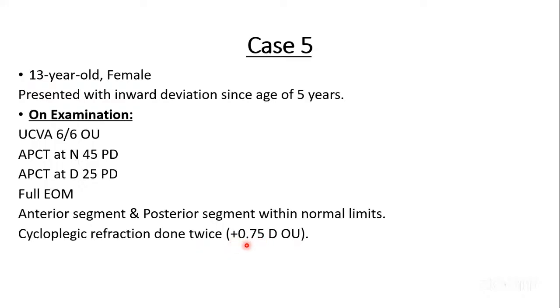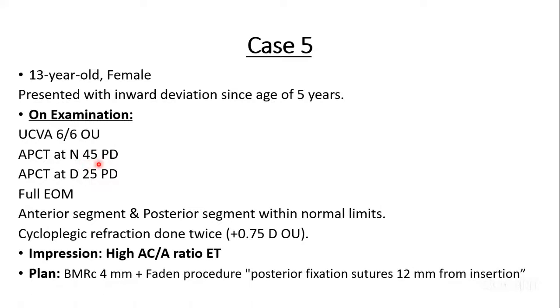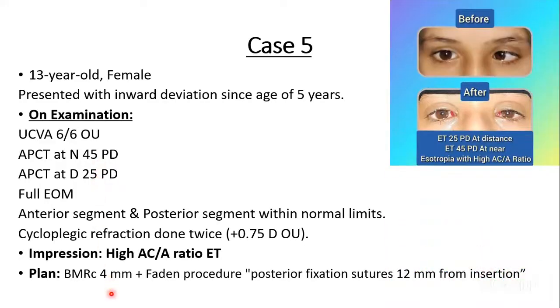So what can be done? Bilateral medial rectus recession along with Faden. Yes. So in such a case, I did bilateral medial rectus recession. The target angle is the 25. I will do the recession only for the 25, and I will do Faden procedure to treat the residual esotropia at near. Here I did 4 millimeter recession with Faden procedure. That is the patient preoperatively and postoperatively.